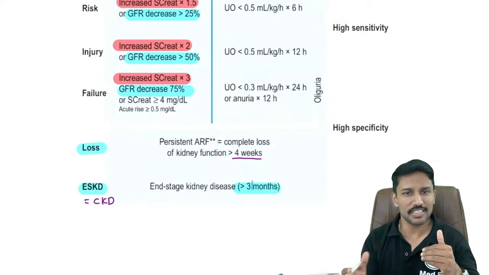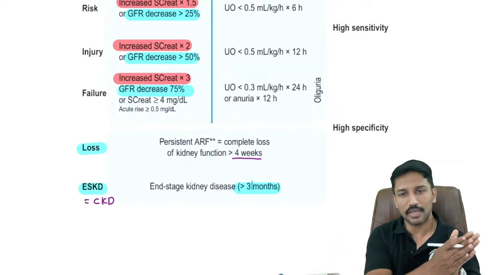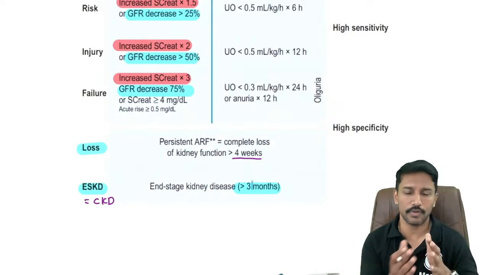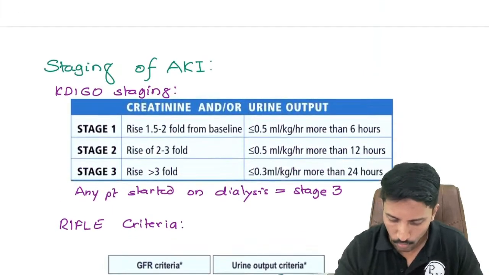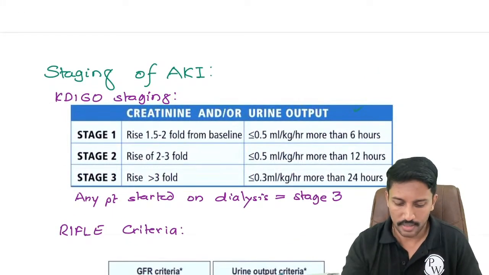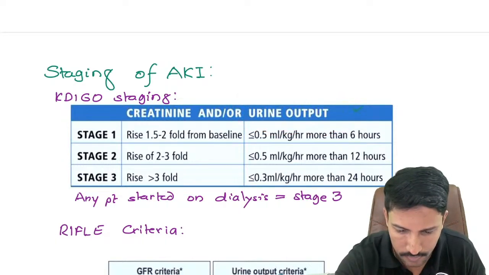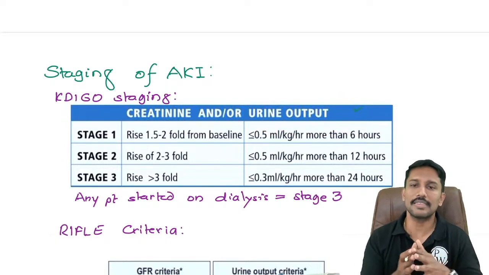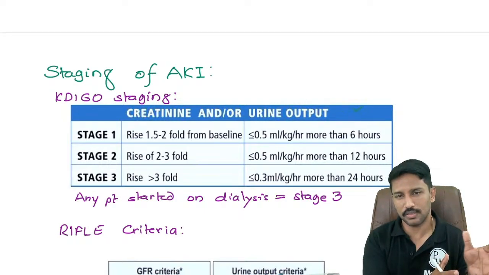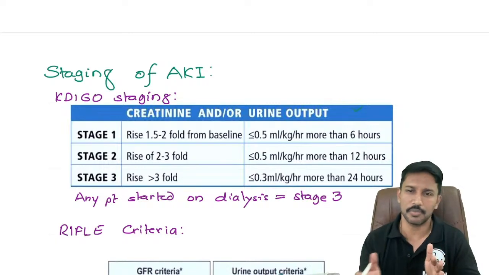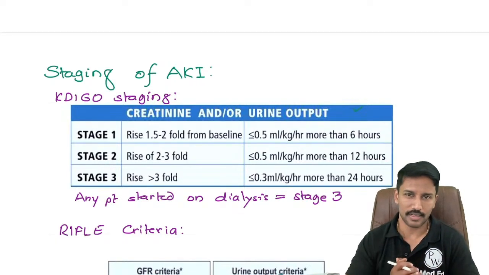If the parameters persist for 4 weeks or more, then I will call it loss, renal loss. And if this abnormal test persists for more than 3 months, then I will call it end stage kidney disease. Okay, I hope you are able to remember this. Now, we also have a urine output criteria that we need to remember. See here, the GFR is the estimated GFR, eGFR, not the actually measured GFR. It is the estimated GFR using the Cockcroft-Gault formula or the other formulas that exist today.